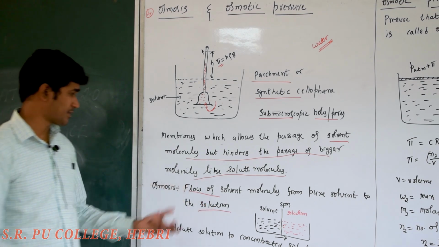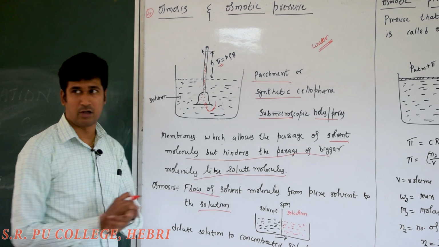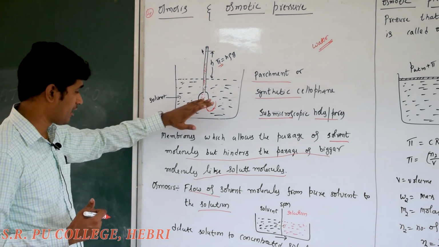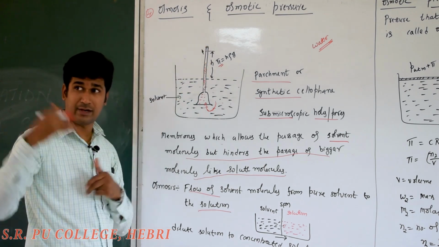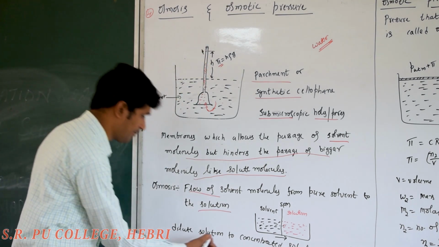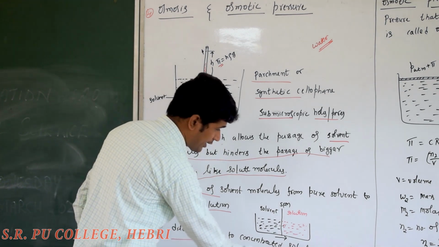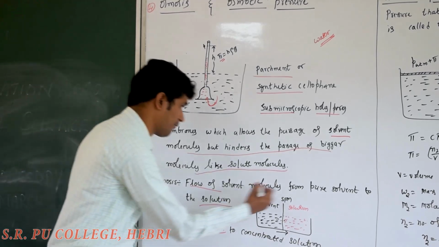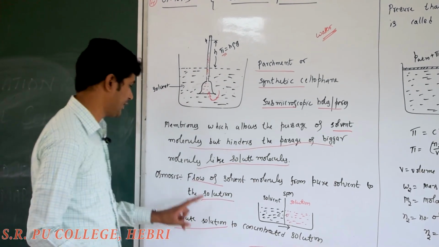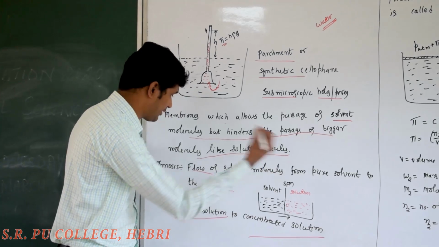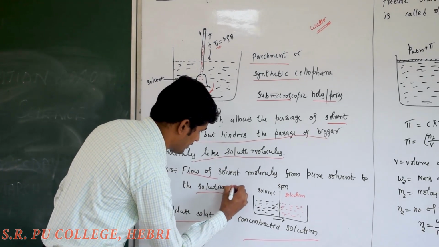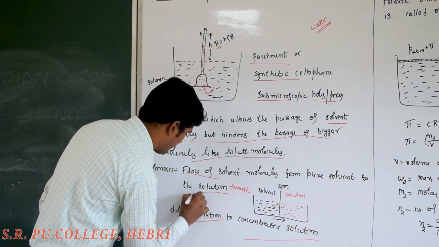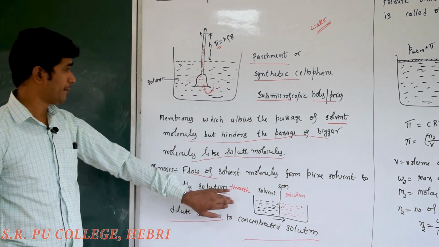Osmosis is the flow of solvent molecules from a region of lower concentration to a region of higher concentration, or from dilute solution to concentrated solution, through a semi-permeable membrane. Flow of solvent molecules from pure solvent to the solution through a semi-permeable membrane, SPM.